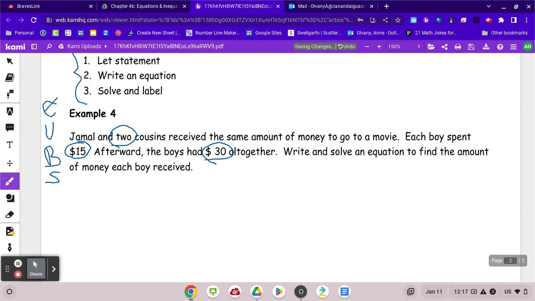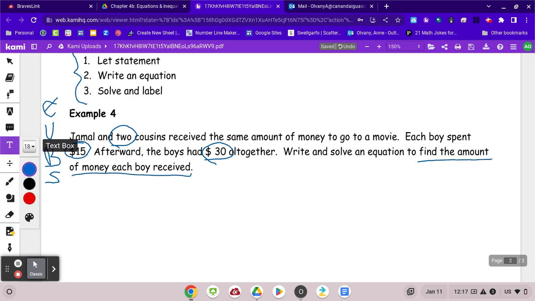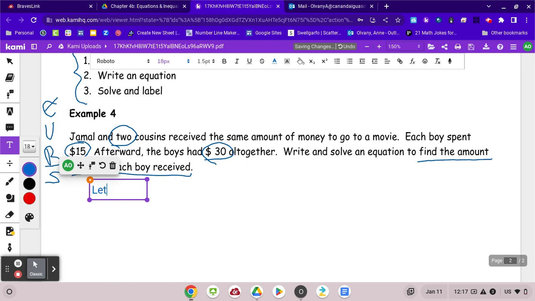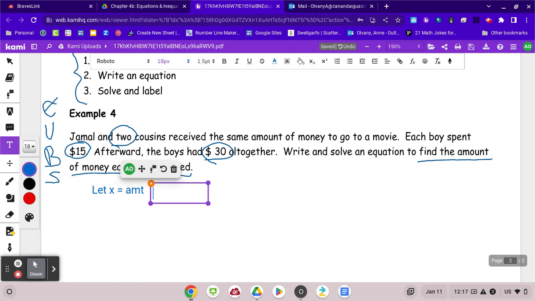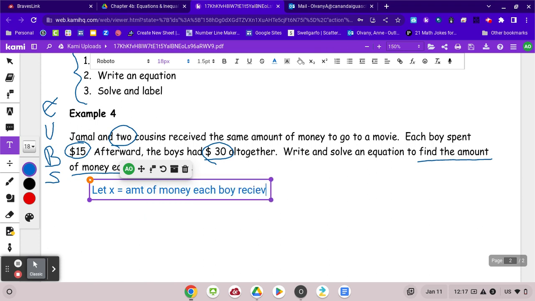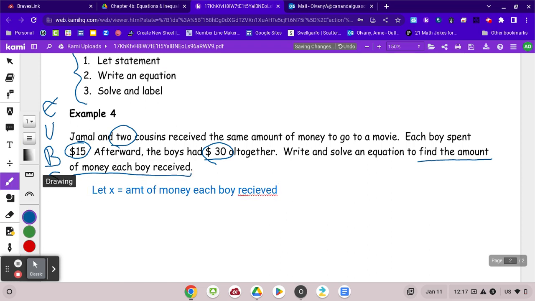Now I'm going to underline the question, which is usually after the words find, how many, or how much. Here's my let statement. That underlining becomes my let statement. And I'm going to choose x. Let x equal amount of money each boy received. There's my let statement.